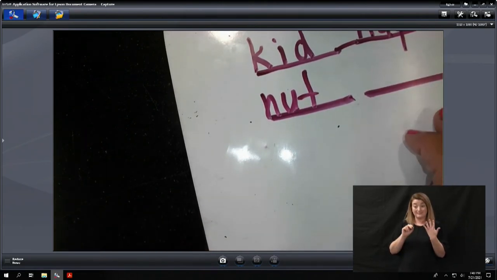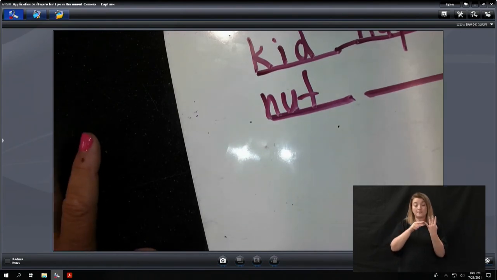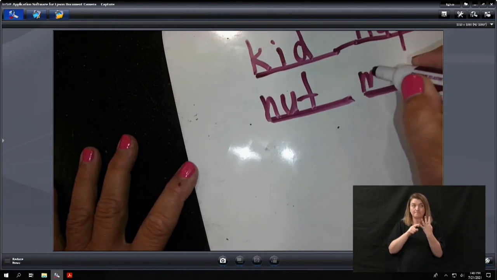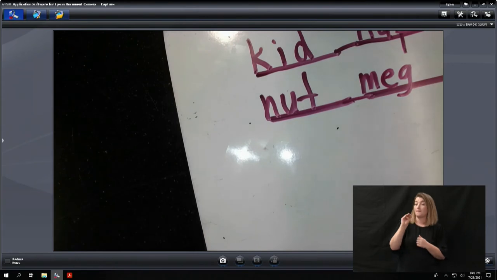What's the second syllable? Meg. Okay, let's fingerspell that. M-E-G. Go ahead. M-E-G. Nutmeg. Very good. So that's an example of how you start with two closed syllables because it's kind of the easiest thing. And then you kind of ease into some different things.